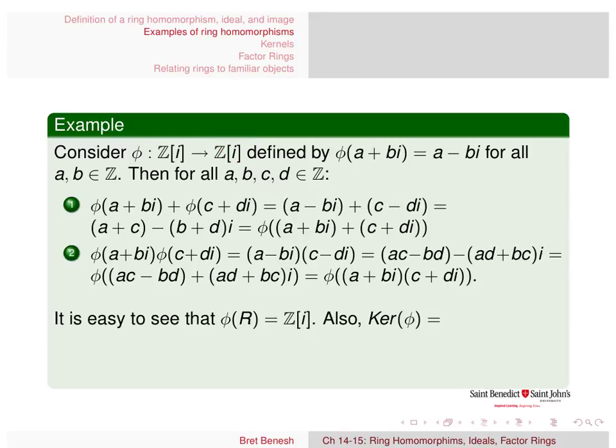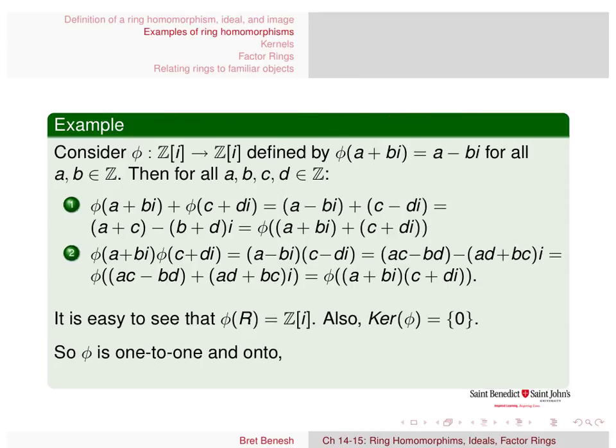What's the kernel? If the kernel is trivial, then it's 1 to 1. So let's suppose I have that phi of something equals 0. This is how I check to see what's in the kernel. That means that a minus bi has to equal 0, which is the same as writing 0 plus 0i. So that means a equals 0 and b equals 0, and this thing had to be 0 to begin with. So we're going to get 1 to 1.